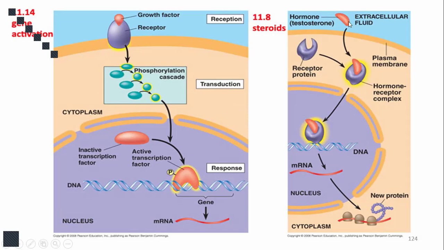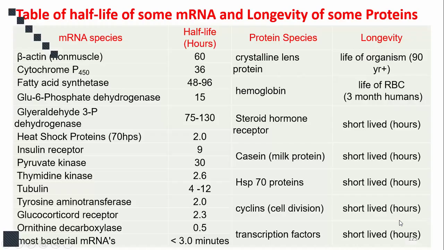Now, the other one is what you see here. Testosterone, which is a lipid hormone, can come without this signal transduction event, enter into the cytoplasm, and bind or complex with what we call a hormone receptor, and then the complex will find its way into the nucleus, activate the gene, and the gene will be expressed. The messenger RNA will be taken to the cytoplasm, and then new protein will be produced.